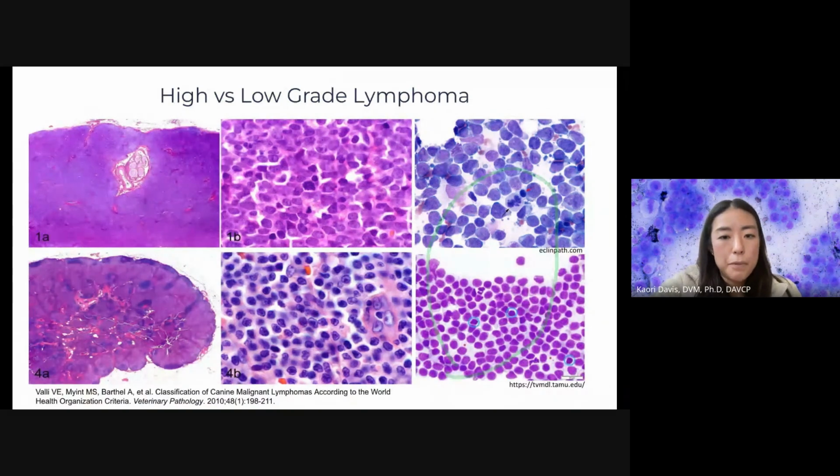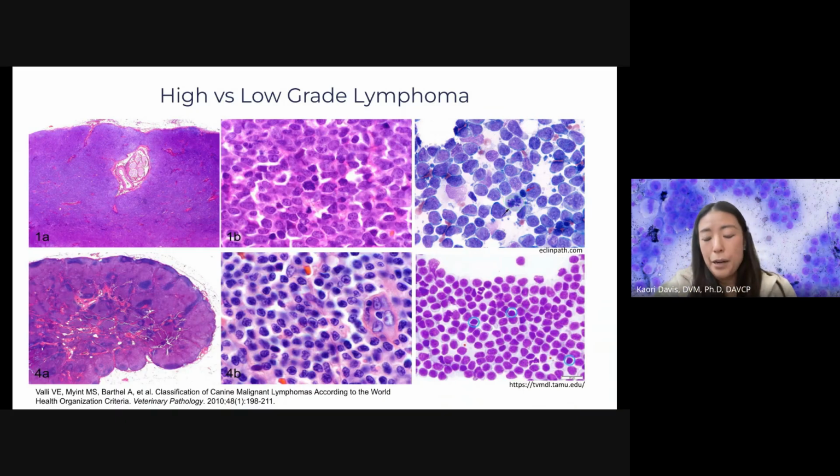On top, we have the high-grade lymphoma showing numerous really large immature lymphocytes. Here we have one mature lymphocyte, and compared to this lymphocyte, everybody else is much, much bigger. The chromatin is more delicate, so the nucleus is much paler. And we have one mitotic figure right here.